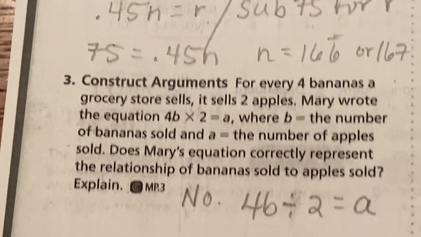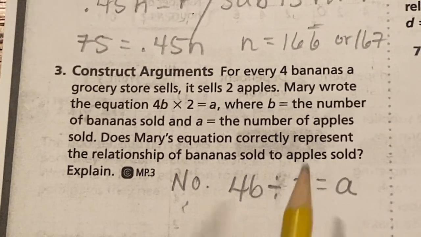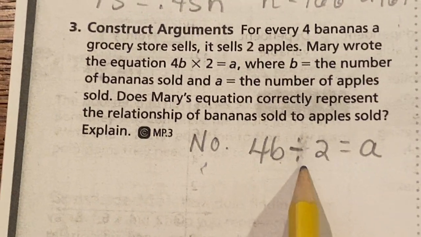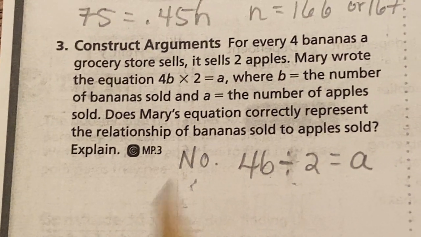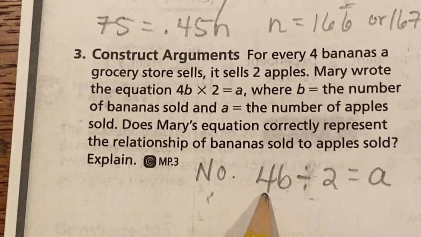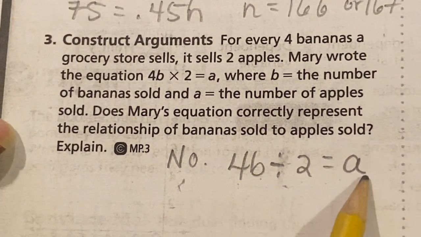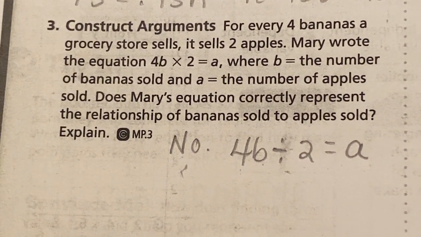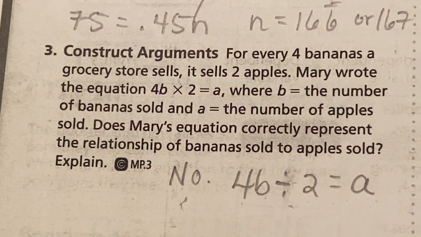Okay, now, sorry, Mary, not only do you have a really strange hobby, but you're also wrong. And the correct equation would be 4b divided by 2 equals A. Okay, 4b, that's 4 bananas divided by 2 equals the number of apples. Because if you're selling 4 bananas and 2 apples, what do you see? That's twice as much, right?